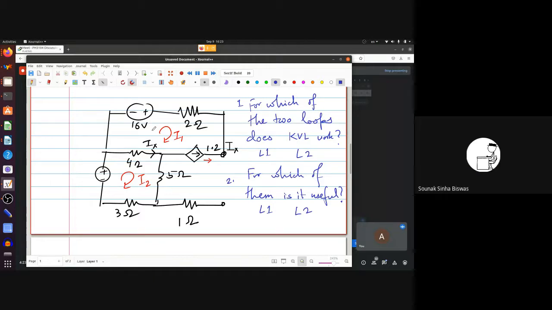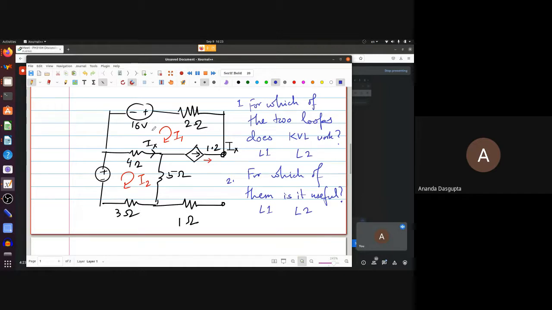Question number 1. Loop 2. So number 1, KVL works on both loops, but it would be useful to use it on loop 2. Great. That's the perfect answer. KVL has to work everywhere for the simple reason that Kirchhoff's voltage law is nothing but the law of energy conservation. It has to work.